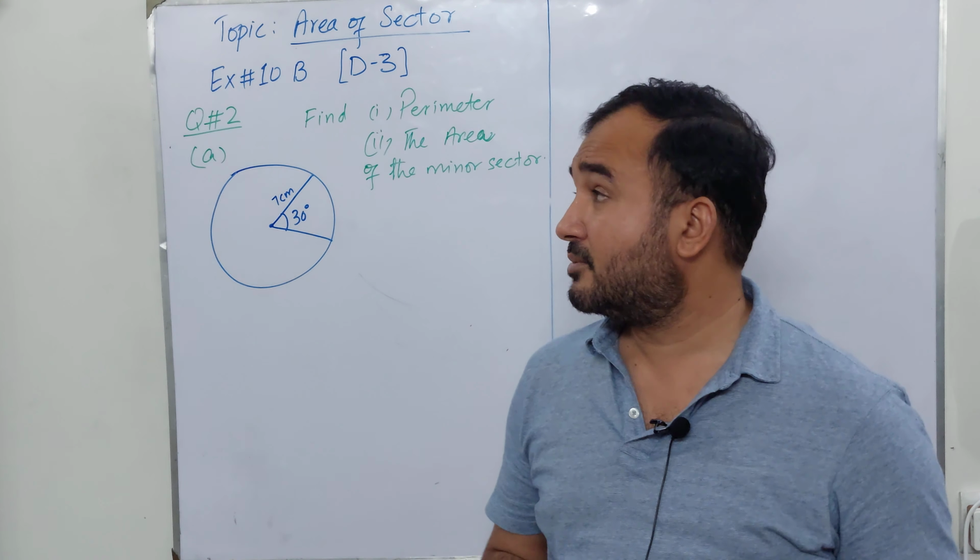Today we are going to discuss the area of a sector of a circle, and this exercise is from 10B, from the D3 book of O level. We'll start from question number 2. In question 2 we have to find the perimeter and the area of the minor sector. So this is the minor sector of the circle, and we have to find the area and perimeter, right?